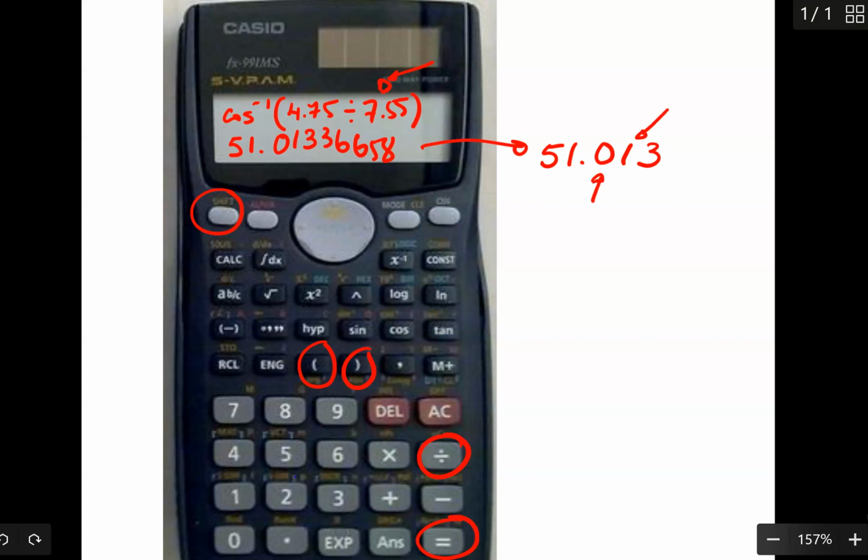So you round that. 0.1 is less than 5, so you are keeping that 0. So in this case, this represents 3 significant digits. Alright, okay.